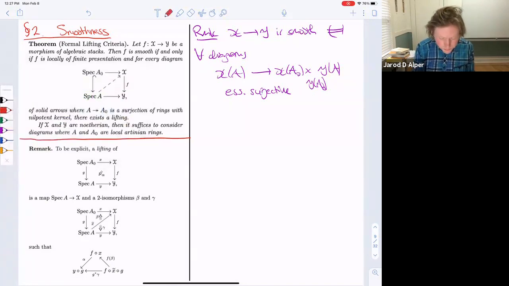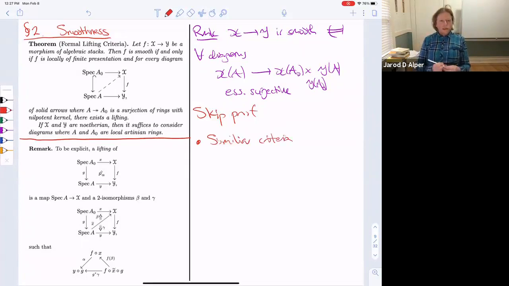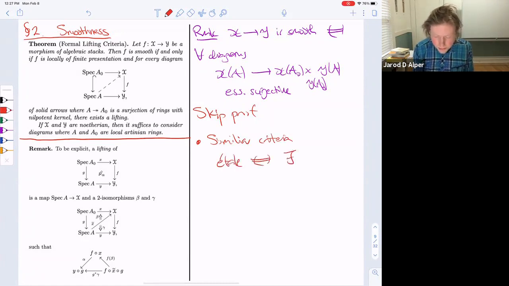But we're going to skip the proof simply because I want to get to M_g sooner rather than later. I think the proof is manageable, but it does take some work. I also wanted to mention that there's a similar criterion for étale morphisms and unramified ones. Étale would be equivalent to saying that there exists a unique lifting, and the formal lifting criterion for unramified would be that there exists at most one.